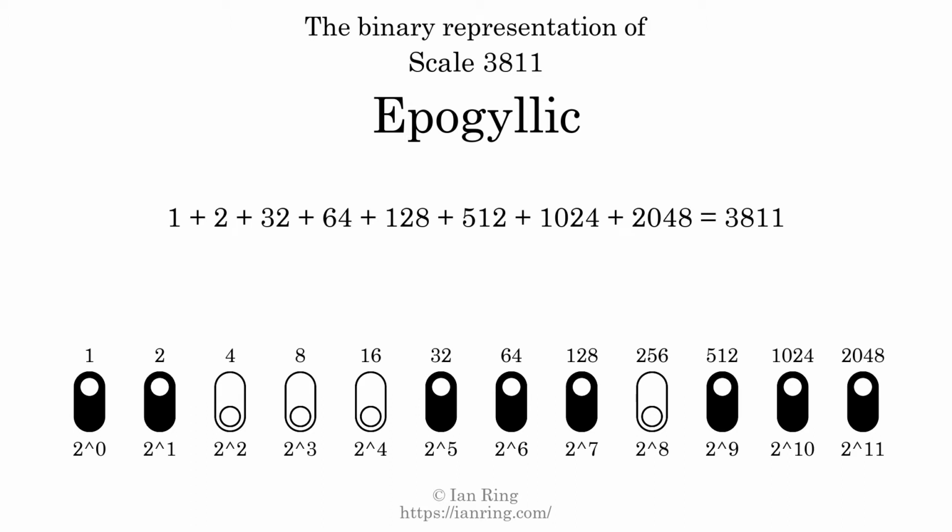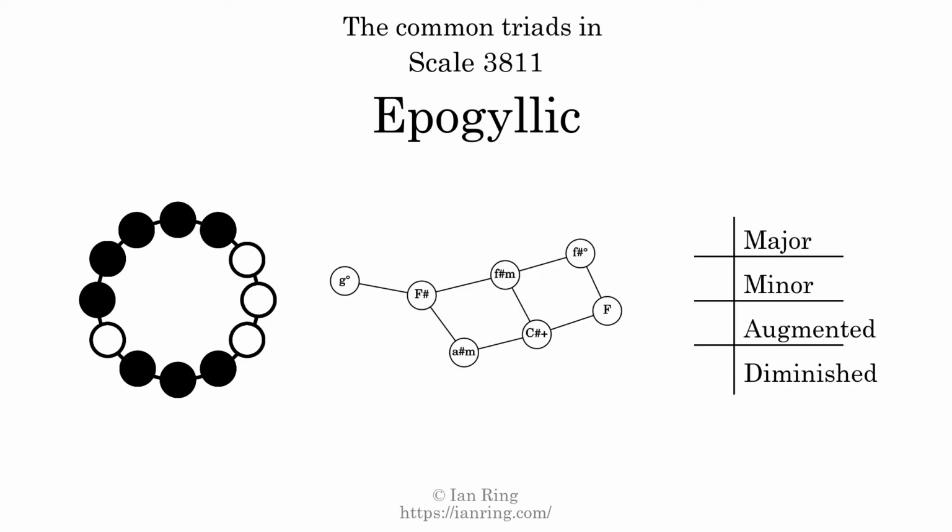The scale number not only enumerates the scale with a unique index, but it also literally describes the tonal content of the scale. Represented as a binary number in base 2, the scale number is 111011000011. Here are the common triads present in this scale.